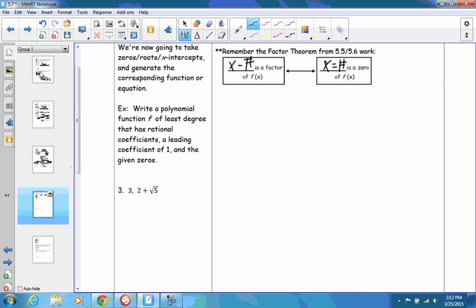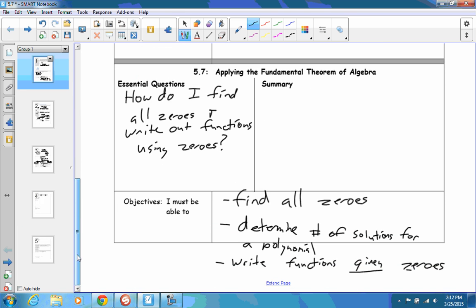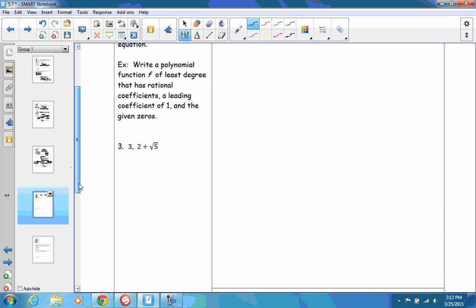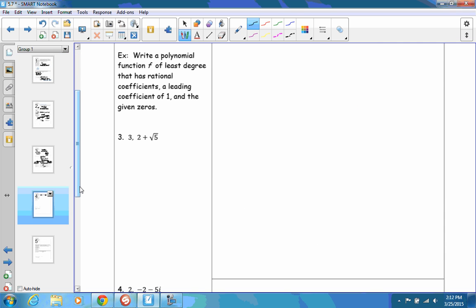So remember, one of my objectives is write functions given zeros. Write a polynomial function f of the least degree possible, smallest degree I can, that has rational coefficients, a leading coefficient of 1. So that's kind of nice. It's going to tell me what my leading coefficient is. All right, and the given zeros.